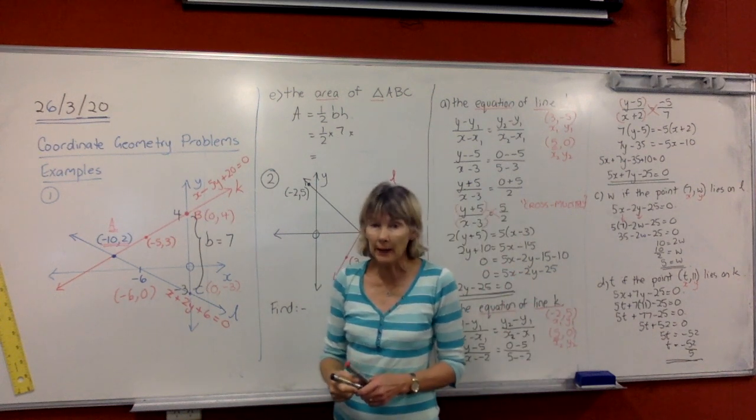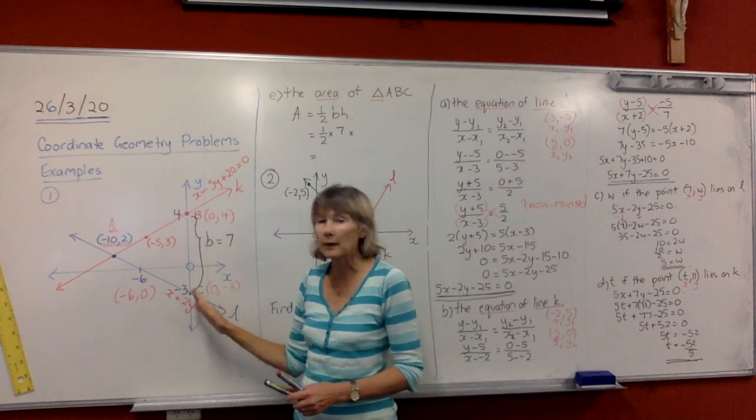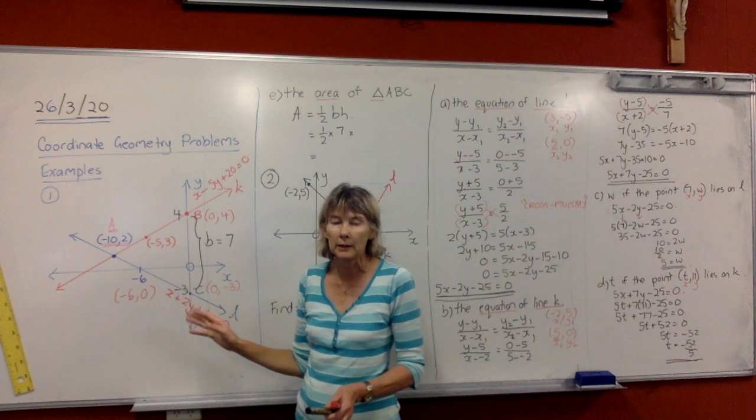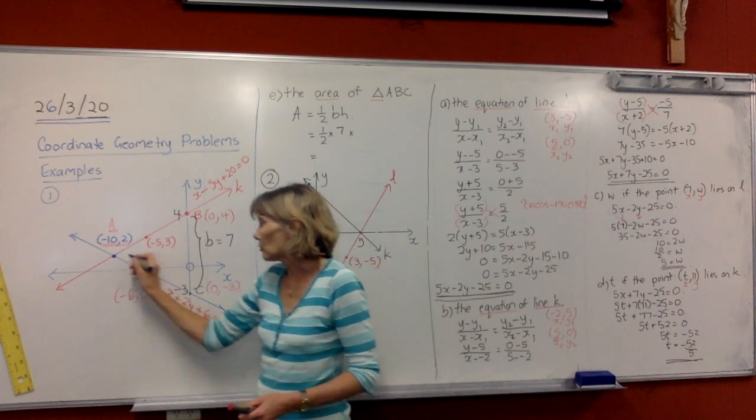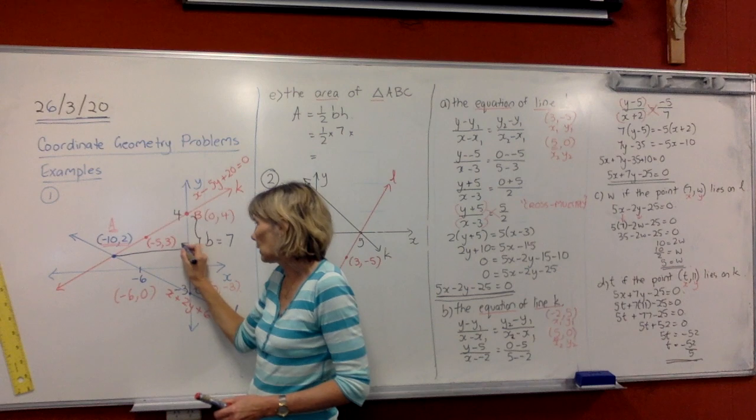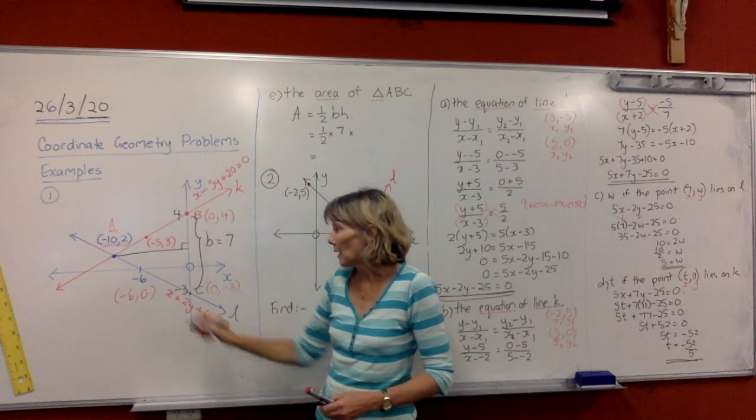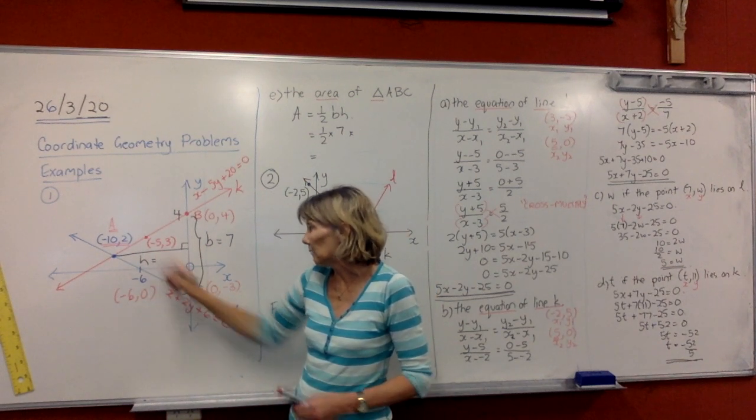The perpendicular height, it must come at a right angle off here, and I know you're looking at it going, I can't see one. You can draw it in though. It goes straight through here and makes a right angle with the base. So this is going to be our perpendicular height.